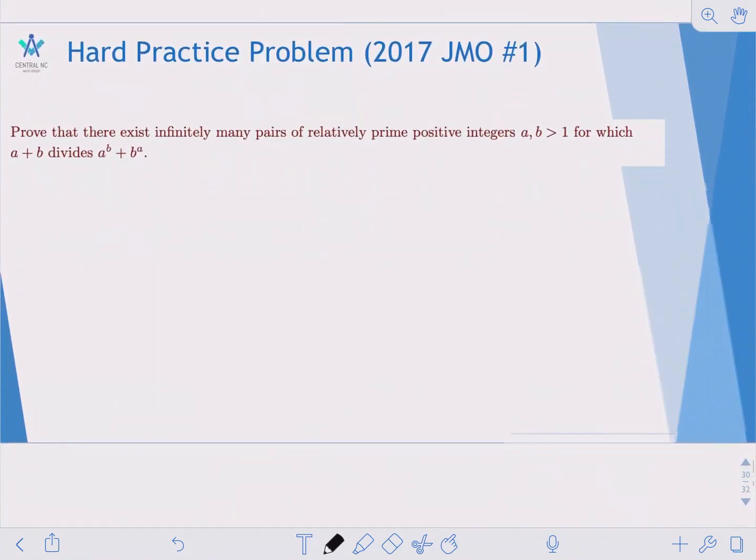Right, so here's a JMO problem, which is good practice of what you've learned in this lecture. Prove that there exist infinitely many pairs of relatively prime positive integers a, b, which are greater than 1, for which a plus b divides a to the b plus b to the a. Don't forget to use Euler's theorem on this question. Try to figure out some pairs that do work. And I'll leave this problem to you.